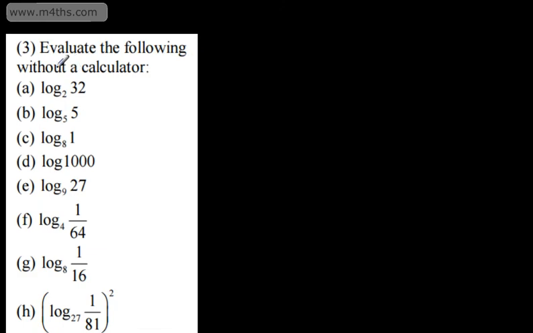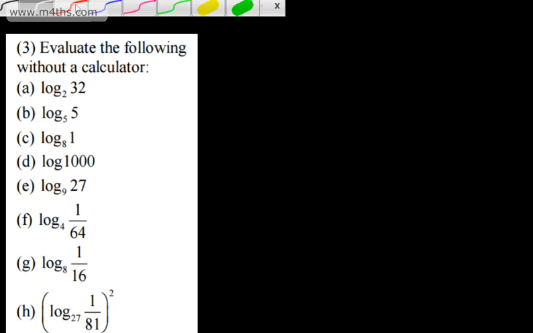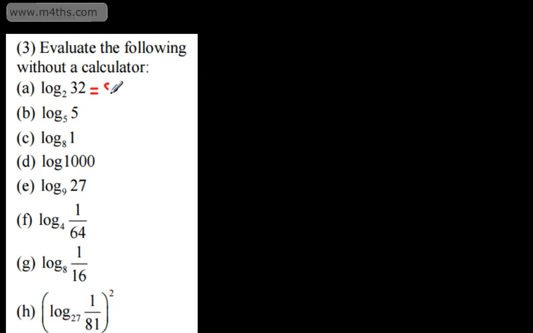We're asked to evaluate the following without a calculator. Log to the base 2 of 32. All I'm asking to myself is what power do we need to raise 2 by to get 32? Well, the answer is going to be 5. If we just think about this now, what number do I have to put here? 2 to the power of what is 32? That's 5. Log to the base 5 of 5, well, log to the base a of a, that's always going to be 1. What power do I need to raise 5 by to get 5? The answer is going to be 1.